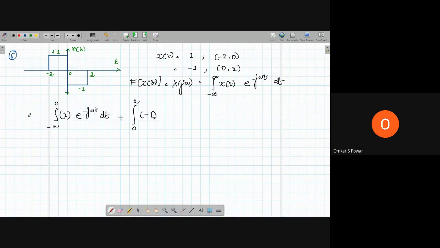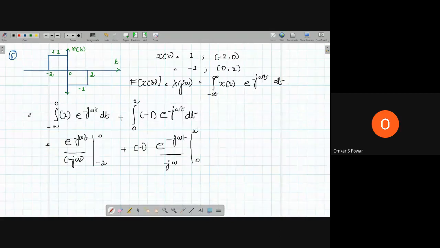It's minus 1 e power minus j omega t dt. Then what we have to do? We have to integrate. So e power minus j omega t divided by minus j omega. It varies from minus 2 to 0. Then minus 1 I will take outside, e power minus j omega t divided by minus j omega. It varies from 0 to 2.